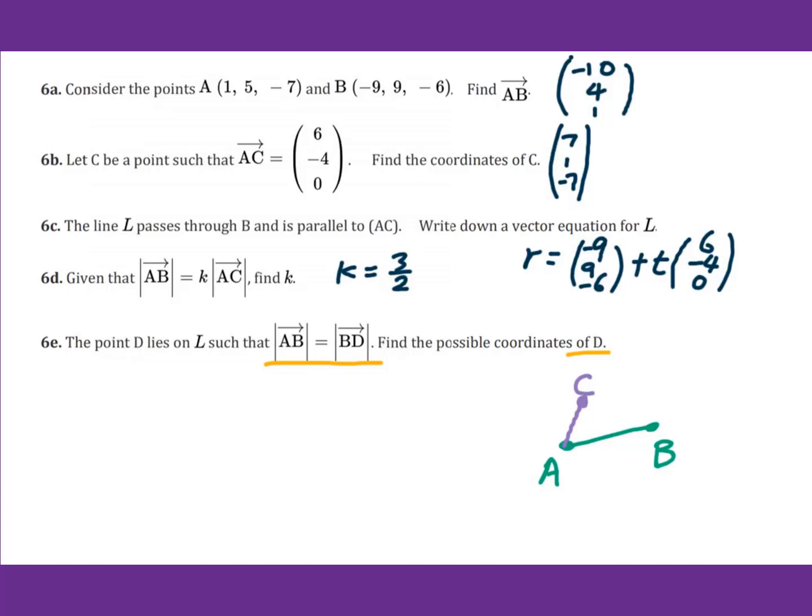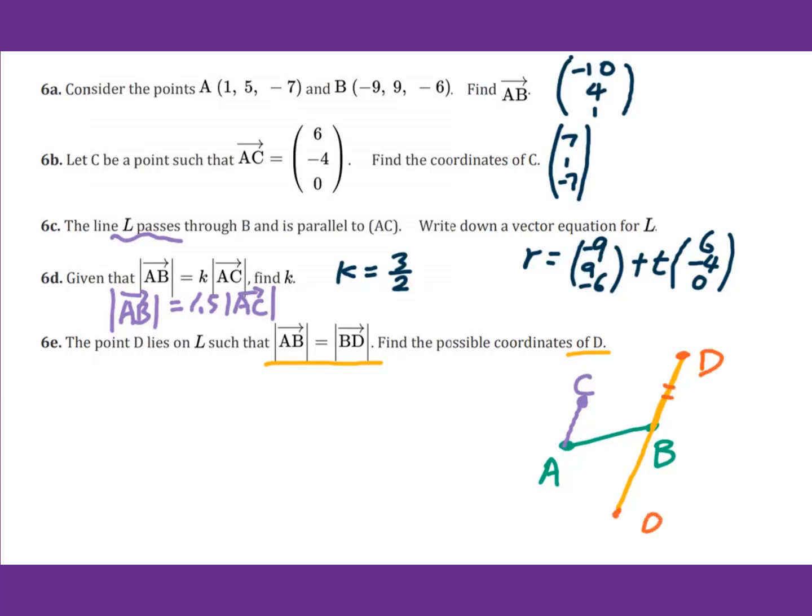We know AB equals 1.5 AC. That's the length. Then for this L, it will be parallel to AC. So we draw like this. We need a D. It's AB equals BD. So we are supposed to get 2 answers for D.